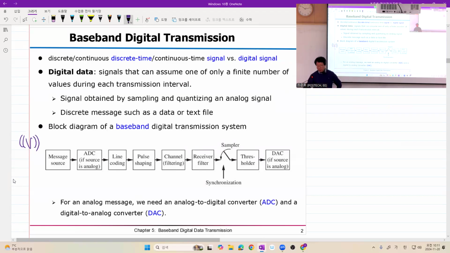What do we do? Still here you are, and here is a microphone. Your voice, the acoustic signal, the acoustic wave, passes through your microphone and becomes an electrical signal, right? The microphone is very similar to a receive antenna for radio communication. And then this is what? This is an analog signal.